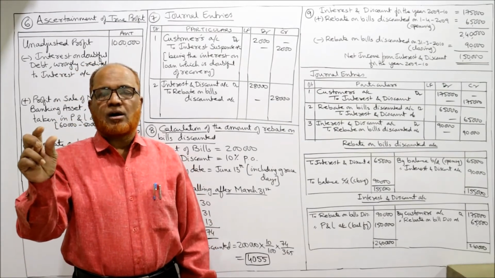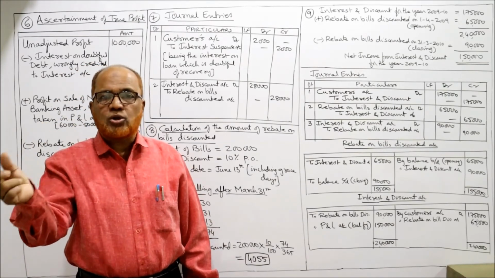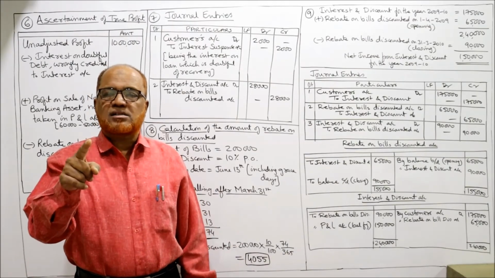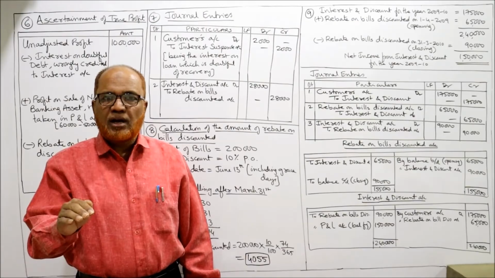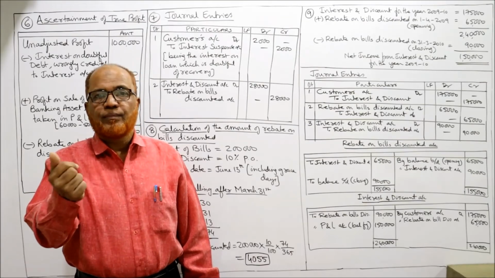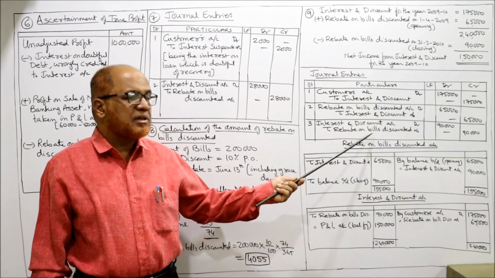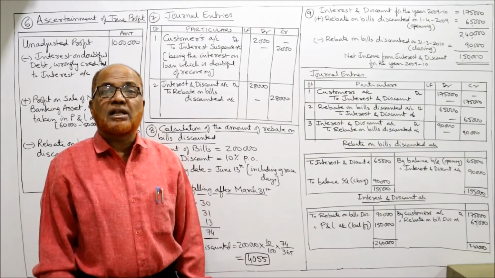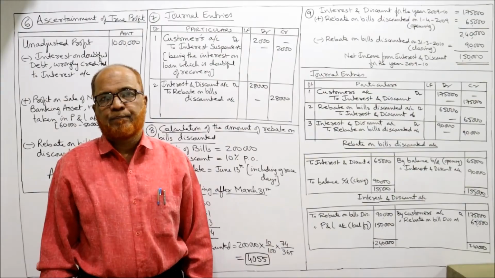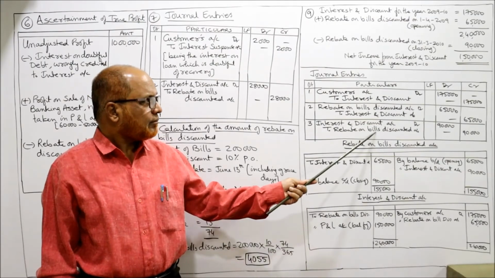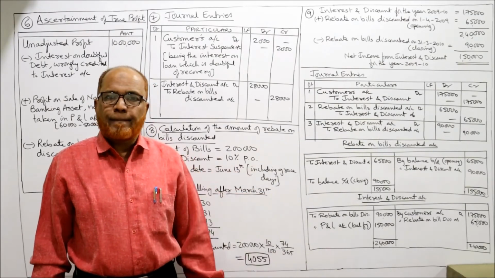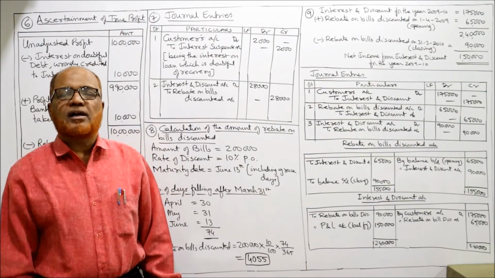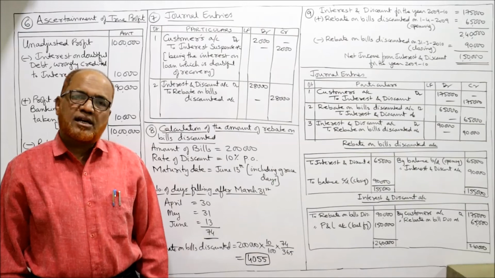Interest and discount account debit to rebate on bills discounted. By passing this entry, interest and discount amount will get reduced and a new liability will arise. That liability is in rebate on bills discounted. This credit of rebate on bills discounted will be taken on the liabilities side of the balance sheet. ये 3 entries हो गए. Now it is asking you to prepare the ledger account, rebate on bills discounted account and interest and discount account.